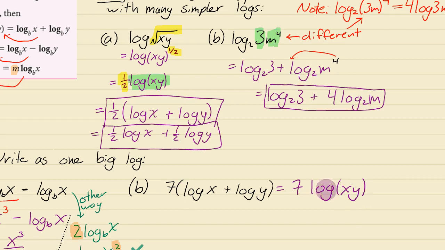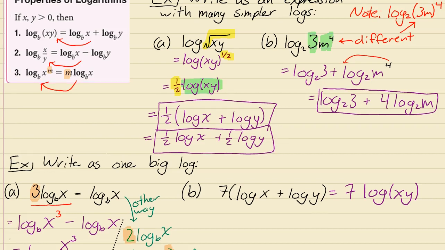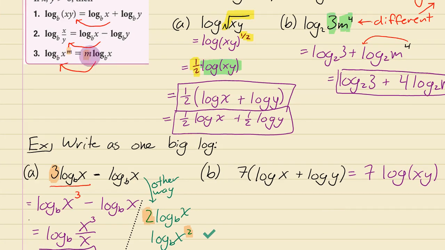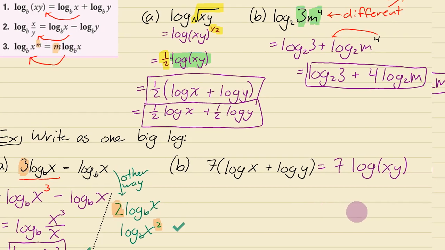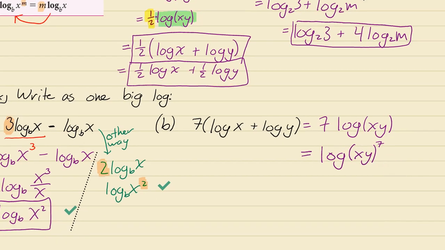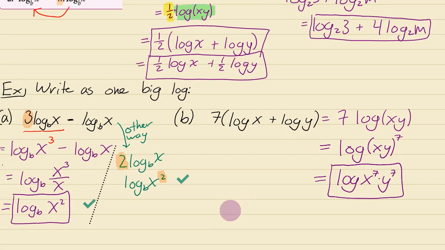But now that it's 7 times a logarithm, that looks like the right side of the third one here. So I can then turn that 7 into an exponent and rewrite this as log of xy to the power 7. And if you like, you can use one of the exponent rules to turn this into log of x to the 7th times y to the 7th. But either one of these answers is fine. Okay, so it's kind of tricky stuff.